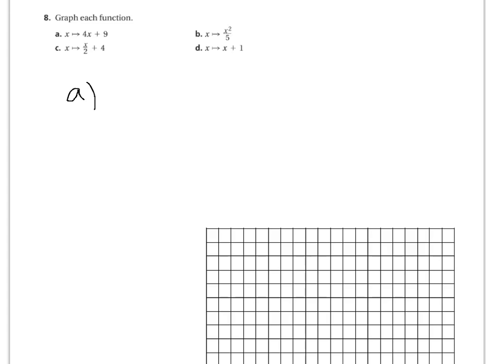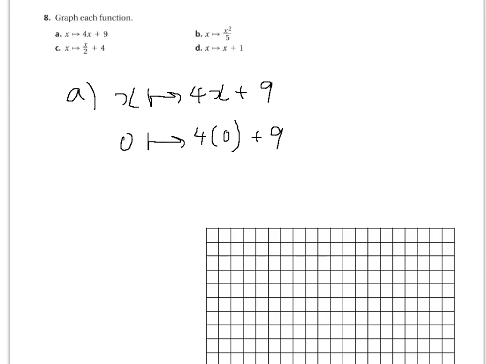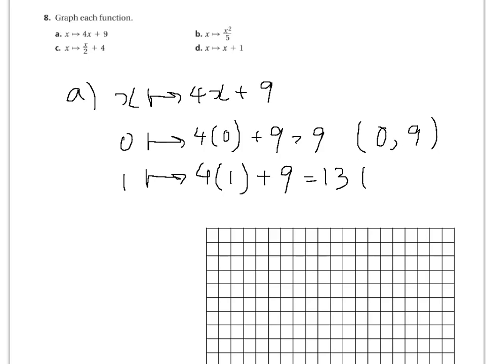So x maps to 4 times x plus 9, right? If x is 0, then it will be 4 times 0 plus 9, which is 9. So the coordinate pair will be 0 and 9. Likewise, 1 maps to 4 times 1 plus 9, which is 13. So the coordinate pair will be 1 and 13, right?